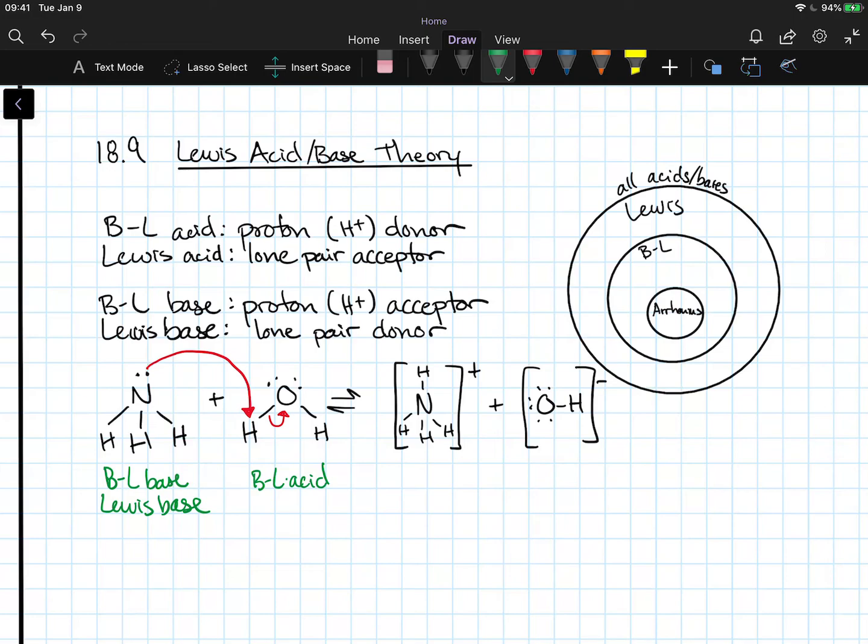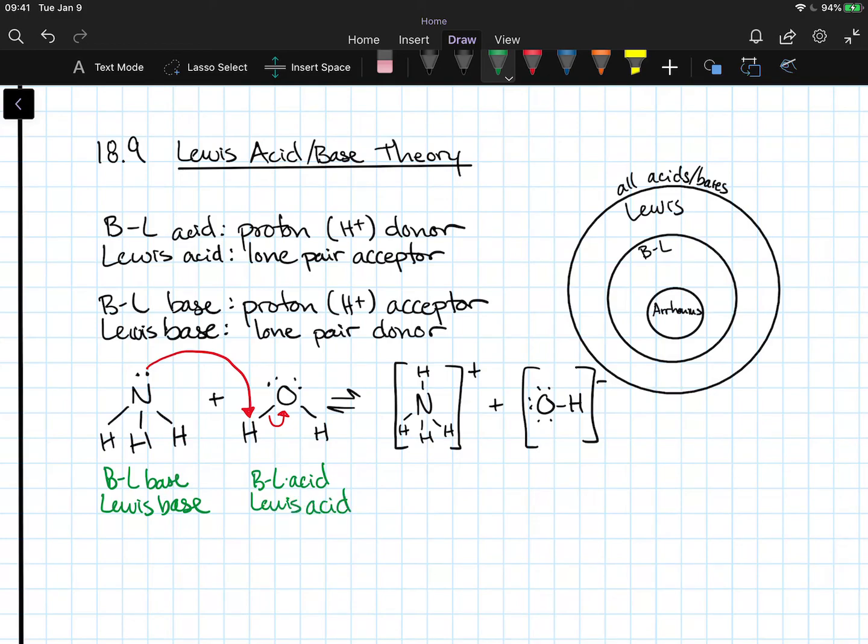And we can go back and see that a Lewis acid is a lone pair acceptor, and as you can see, the water molecule is accepting that lone pair from the ammonia. Or you can think of it as the bond that it's breaking with hydrogen moves a lone pair back onto the water. Either way, it's accepting a lone pair. That makes it a Lewis acid.